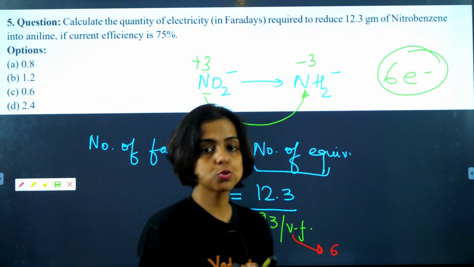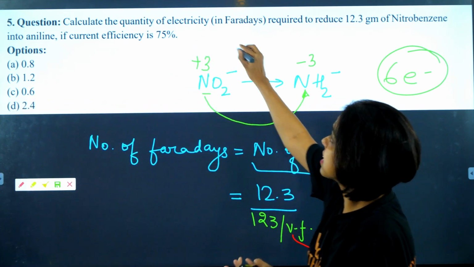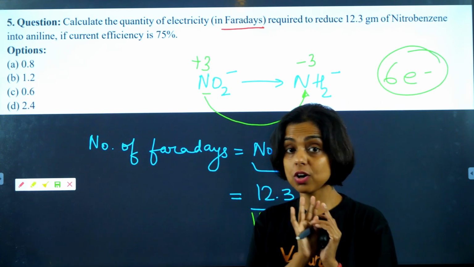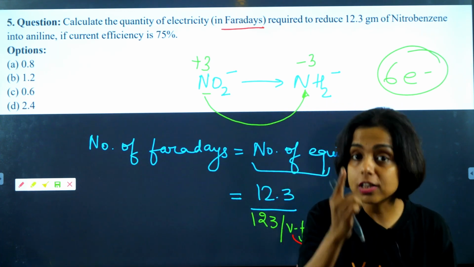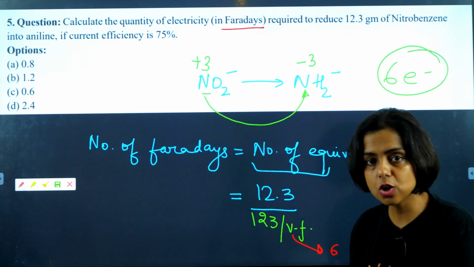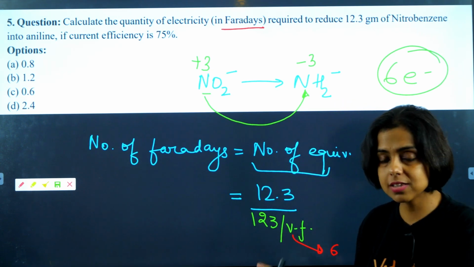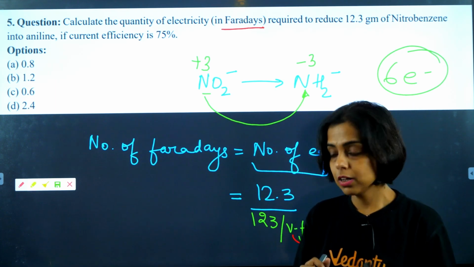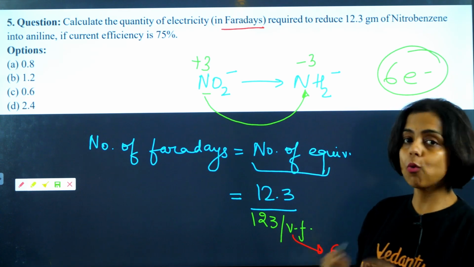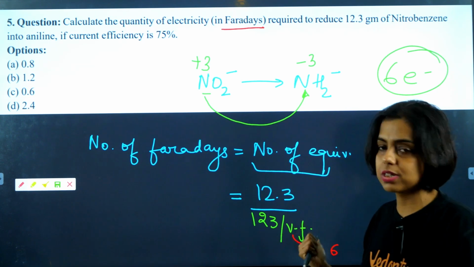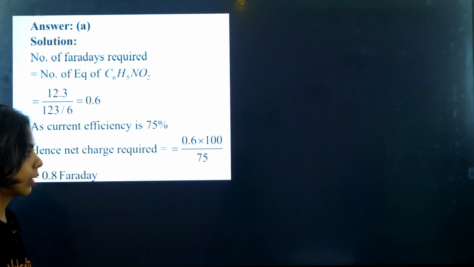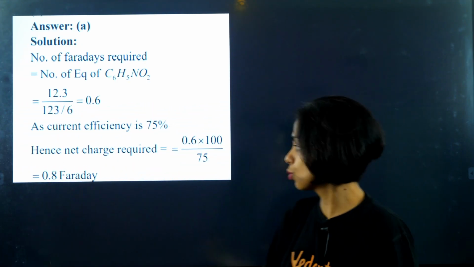Because you are supposed to calculate quantity of electricity in Faradays only. So you get Faradays passed. But the question does not end here, because it is also given that the current efficiency is 70%. The value you just got is not the final value, because the efficiency is 75%. You have to calculate of what value this is the 75%. Because the current efficiency is 70%, you are just supposed to calculate accordingly, and your final answer will come out to be 0.8 Farad.